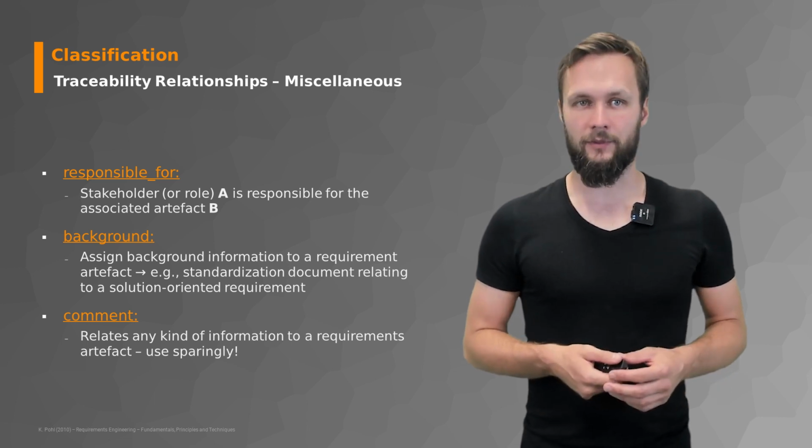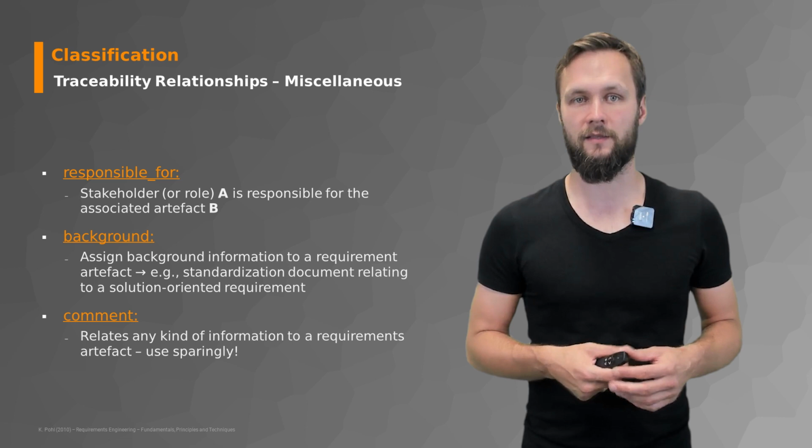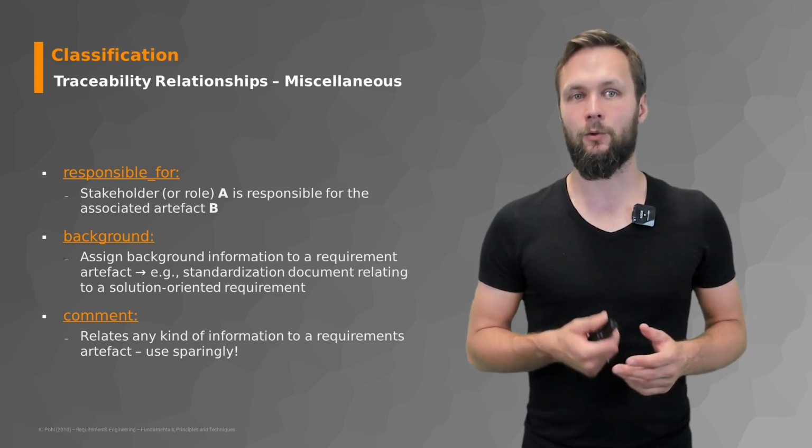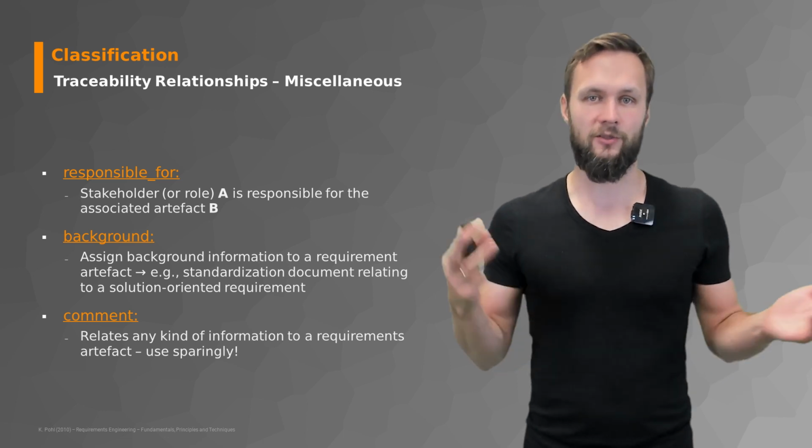Then you have a background relationship, which assigns the background information to a requirement artifact, such as a standardization document relating to a requirement. Then you also have a comment, which is just a comment.